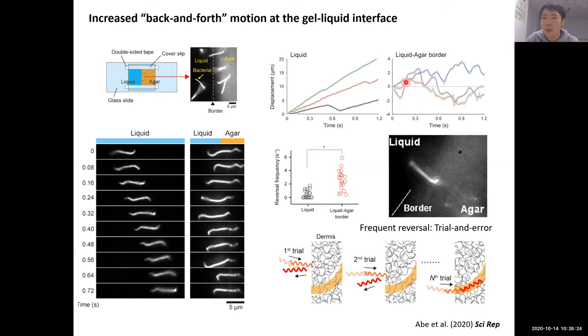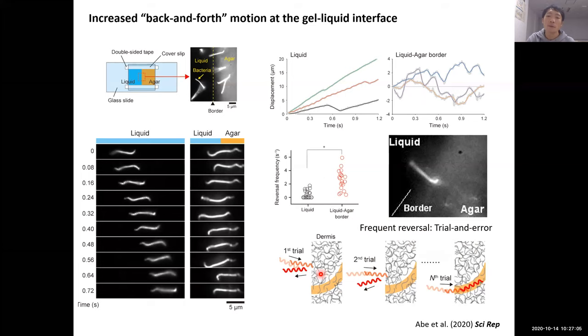This is a sequence of images. So in the rigid phase, within a short time, less than 1 second, they change direction like this. This is the reversal frequency measured from the movie. So at the border, the reversal frequency significantly increased. We think such frequent reversal is interpreted as trial and error.